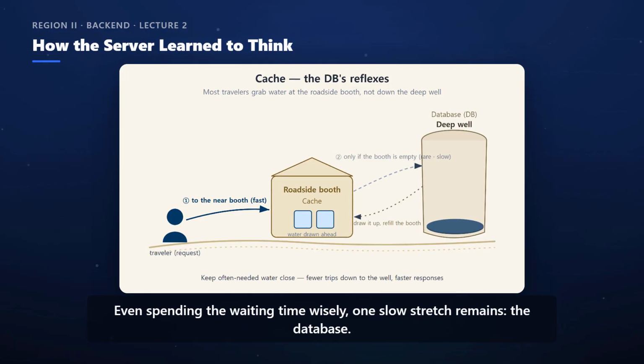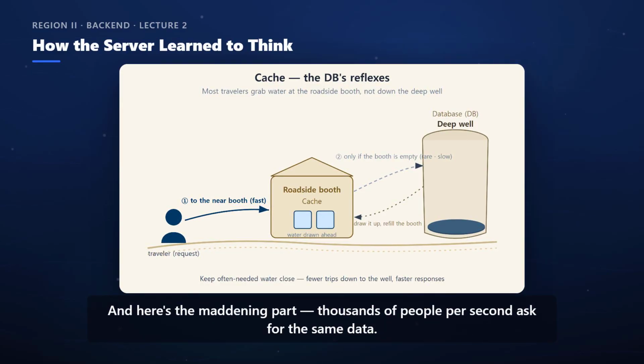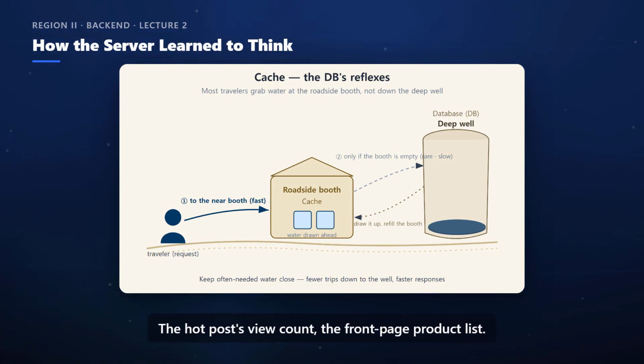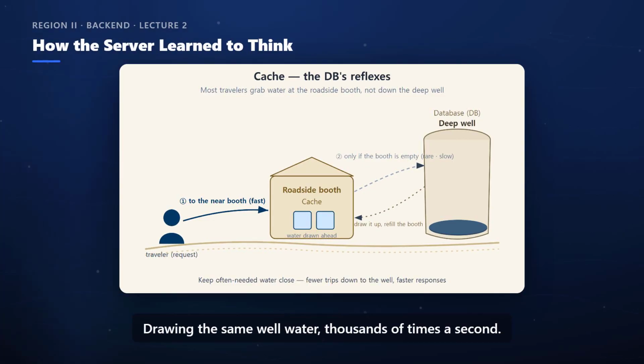Even spending the waiting time wisely, one slow stretch remains, the database. A DB keeps its data on disk, and pulling from disk is sluggish as a snail. And here's the maddening part, thousands of people per second ask for the same data. A hot post's view count, the front page product list. Every time, the server crawls down to the slow disk and hauls up the same answer. Drawing the same well water, thousands of times a second.